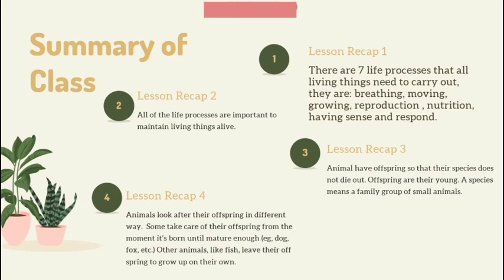The fourth one, animals look after their offspring in different ways. Some take care of their offspring from the moment they are born until they are mature enough, for example dogs and foxes. Other animals, just like fish, leave their offspring to grow up on their own.